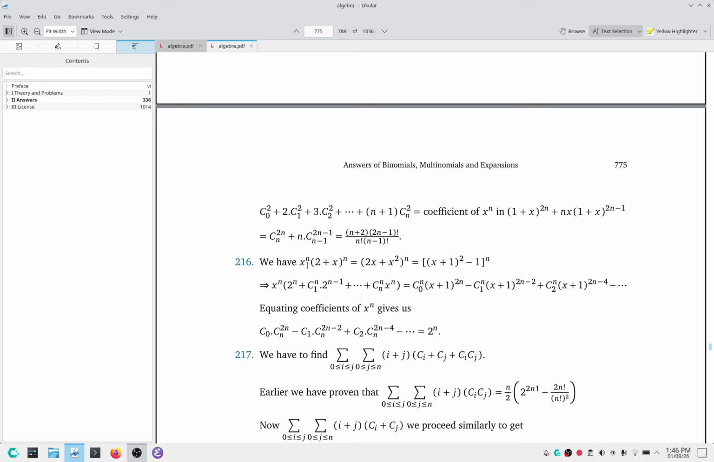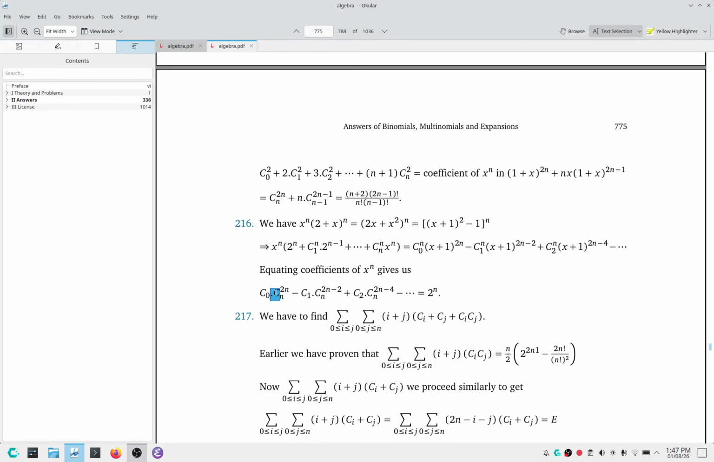So we have x^n times (2 + x)^n is equal to (2x + x^2)^n. So we take x inside, that is ((x+1)^2 - 1)^n. Now we expand this, we get x^n, and we expand this, you get 2^n + nC1 2^(n-1) and so on up to nCn x^n. And this becomes nC0 (x+1)^(2n) - nC1 (x+1)^(2n-2) + nC2 (x+1)^(2n-4). Now we iterate for the coefficient of x to the power n, we get the desired result.